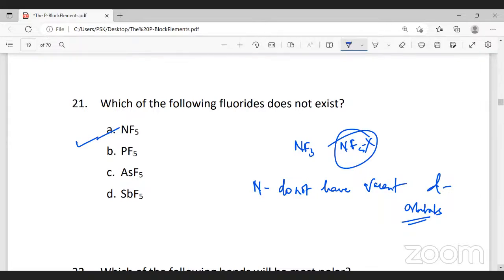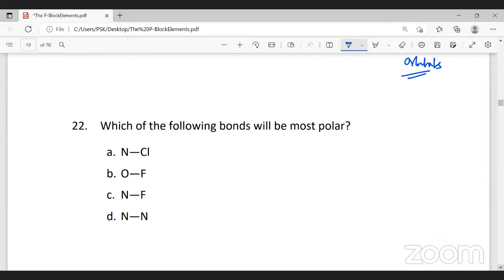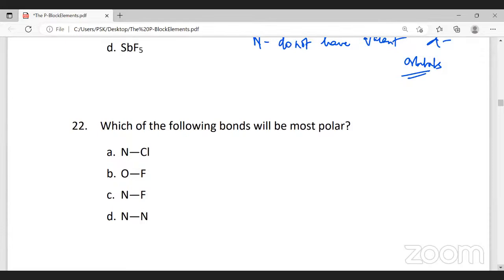The next question, which of the following bonds will be more polar? N-Cl, N-O, N-F, N=N. The polar character arises due to difference in electronegativity. The electronegativity difference between N and F is maximum. So it is a more polar bond. It is N and F. The next question.